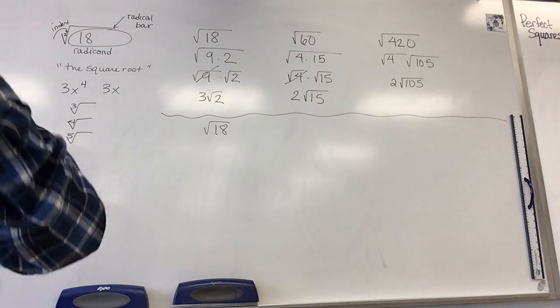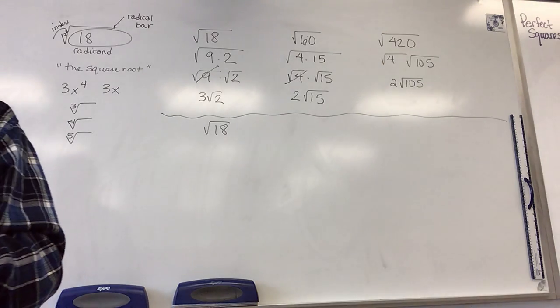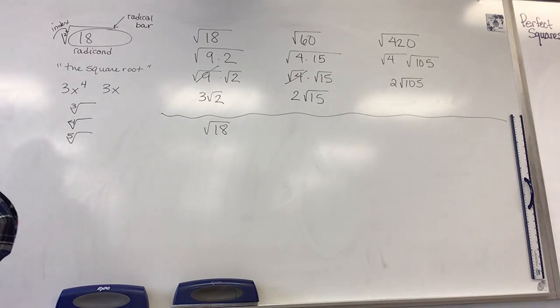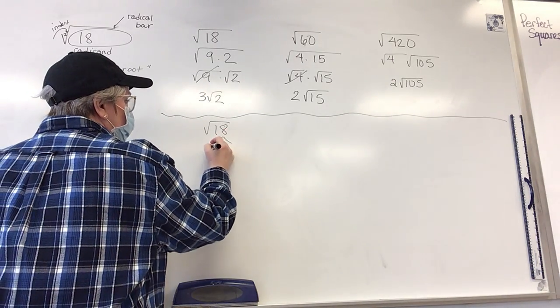So, square root of 18, I'm going to do a factor tree on them. Do you remember the middle school days of a factor tree? You have a couple choices. You could do 9 and 2 or 6 and 3, and you choose. So we go 9 and 2.